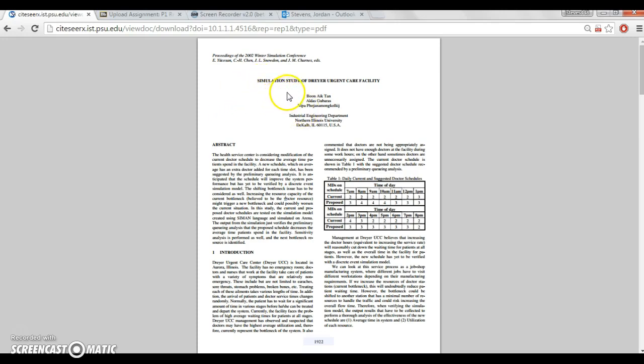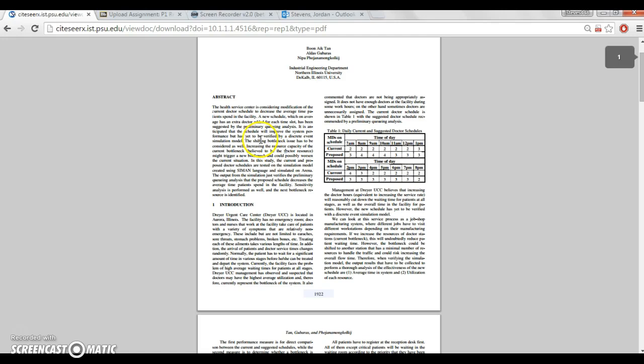This document is going over a simulation study of Dreyer Urgent Care Facility. The problem is that the Healthcare Service Center is considering modification of the current doctor schedule, this doctor schedule right here, and it should decrease the average time the patients spend in the facility, like waiting lines and the time that the patient spends in the system, TIS.